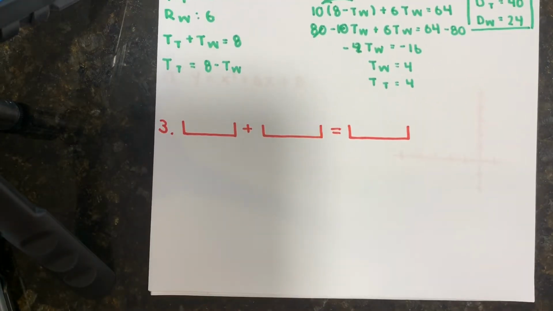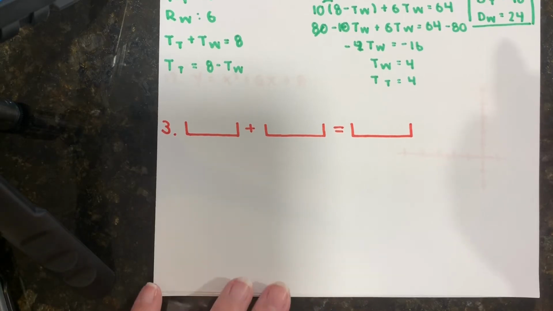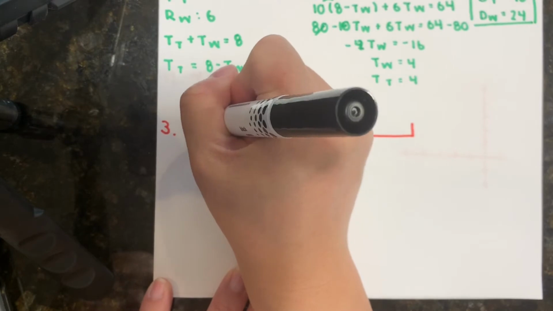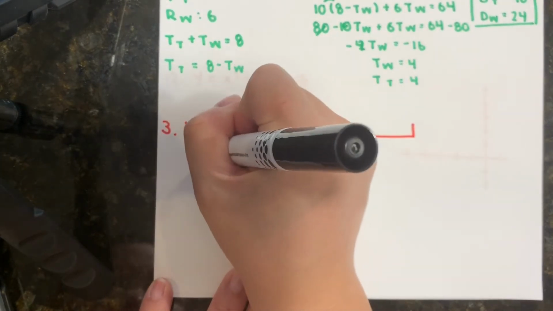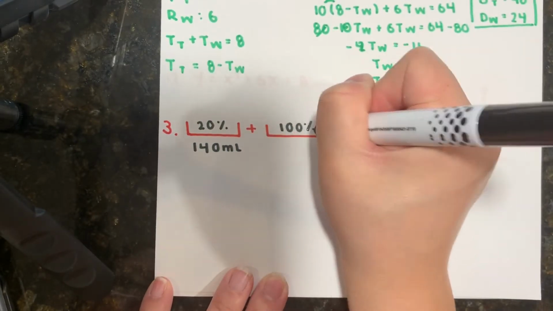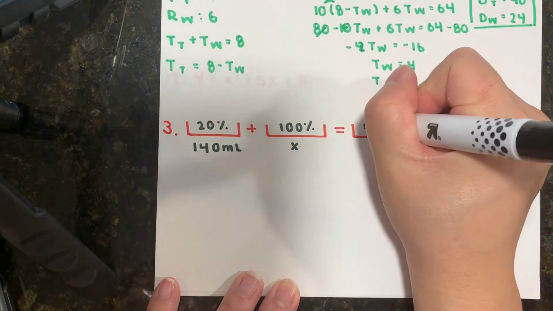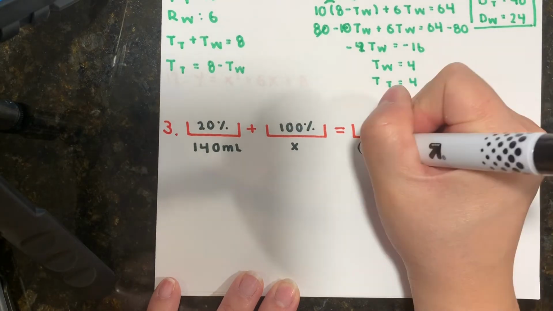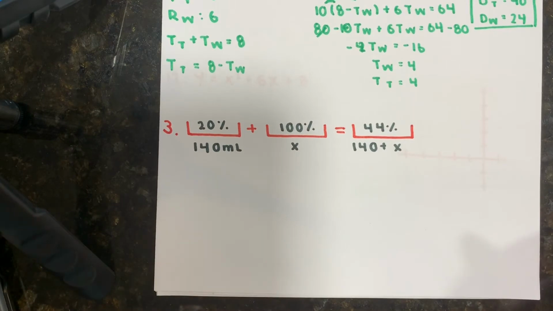Now moving on to number 3, it says in the flask 140 milliliters of a 20% alcohol solution, how much pure alcohol should be added to get a final solution that's 44% alcohol? So I'm starting with a 20% solution, and I know that I have 140 milliliters of that. I'm adding pure alcohol, which would be 100%, and I would add X of that. And I would end with a solution that's 44% alcohol, and I would have 140 plus X of that.